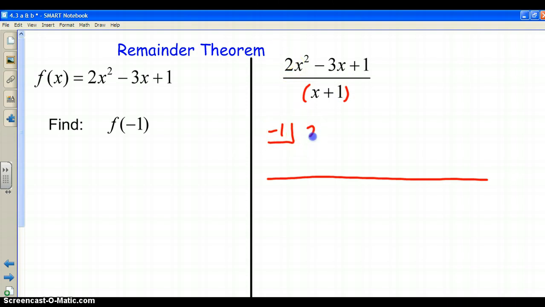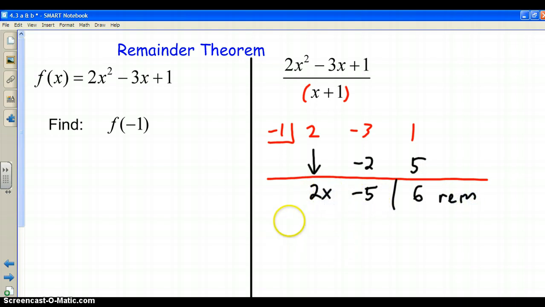Take my coefficients, 2, negative 3, and 1, put them over here, and I'm just going to perform your basic synthetic division. Bring the 2 down. Negative 1 times 2 is negative 2. Add, you get negative 5. Negative 1 times negative 5 is 5. And we get a remainder of 6. That's my remainder. And then if I wanted to put a constant here, this is the x term and so forth. But my remainder is 6.